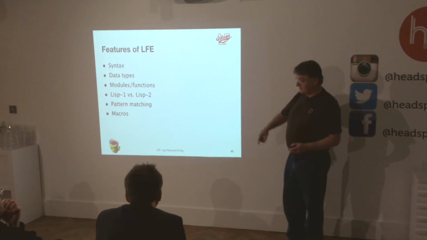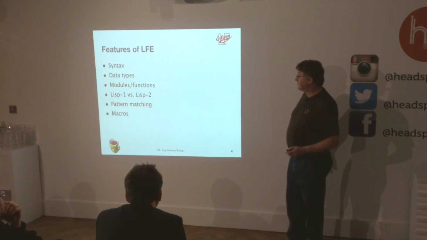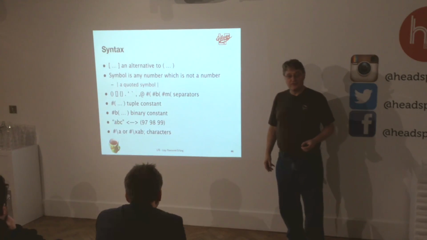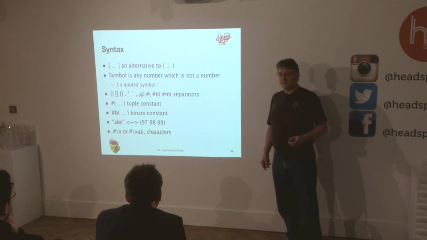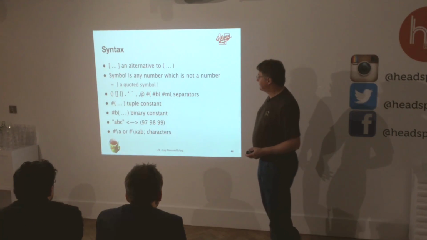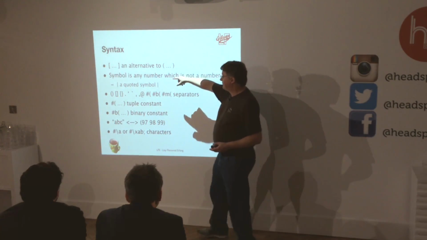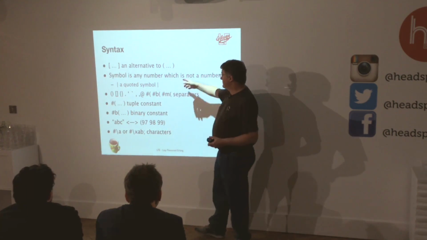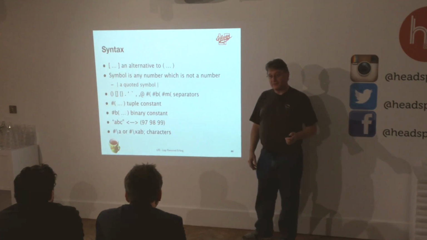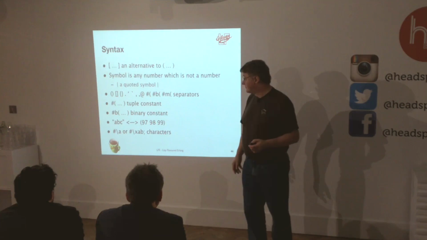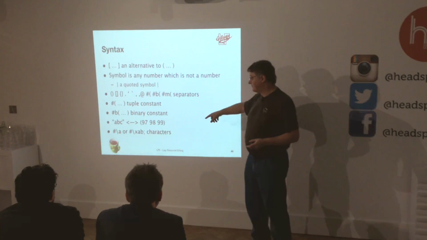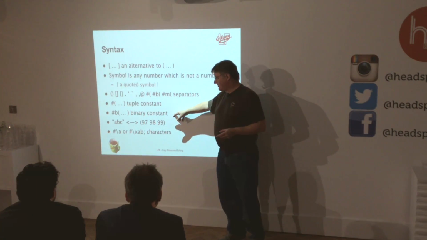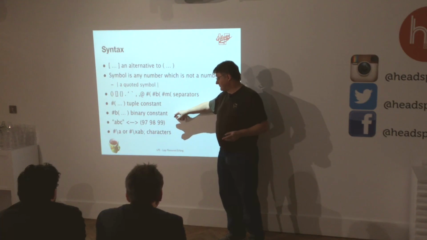Yeah, so I'll just talk about some of the things around this. The syntax, from a Lisp point of view, is a pretty standard Lisp syntax. It has a bit of Scheme influence and quite a lot of Common Lisp influence. So I've got the parentheses, I can use square brackets if I want to. The symbols have the same syntax as in Common Lisp. I've got separators. I've got tuple constants, binary constants. I'll talk a bit more about those later.